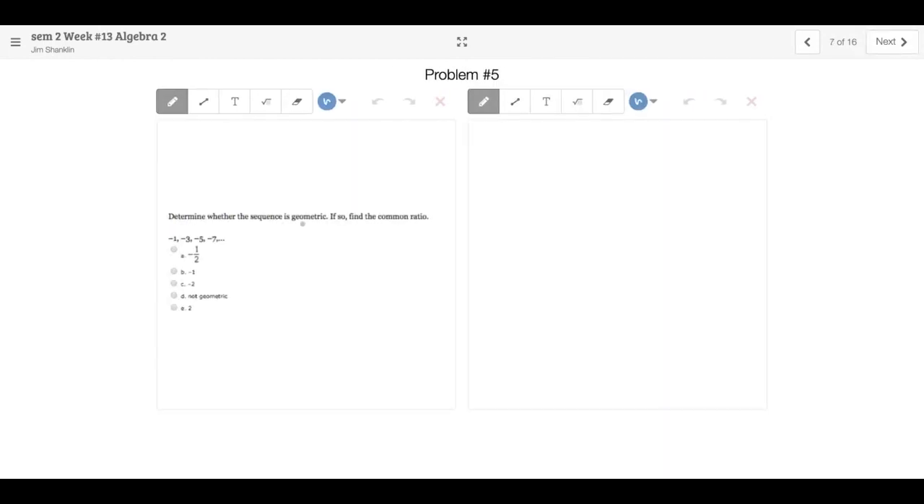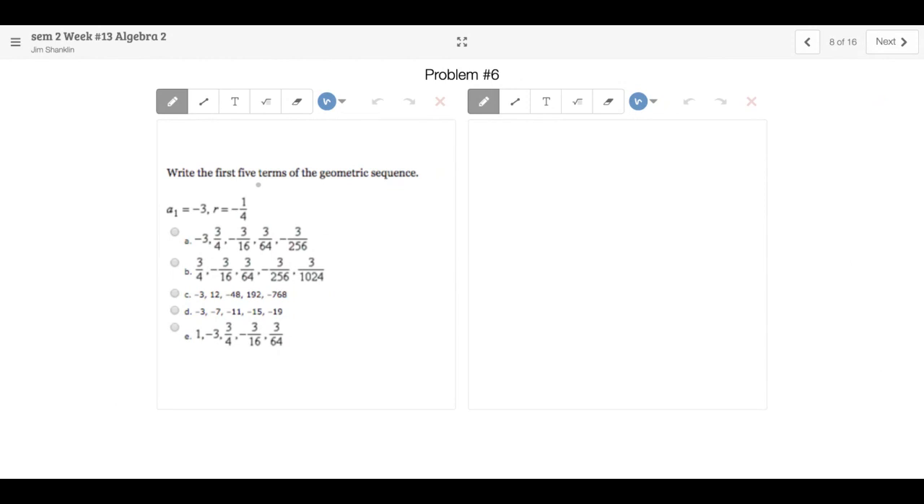All right, problem number 5. It says determine whether the sequence is geometric. If so, find the common ratio. Well, we got way too many easy problems here. All right, is it geometric? It is not geometric. You're right. What type is it? It's not geometric, but it is the other kind. It's arithmetic, yes. That's the kind that we were dealing with last week, where if you add the same number to each one, then it is an arithmetic sequence. So this one is not geometric, it's arithmetic. So the answer is D. It is not geometric. And if it is not geometric, we can't find the ratio because there is no ratio. All right, then there's a D value.